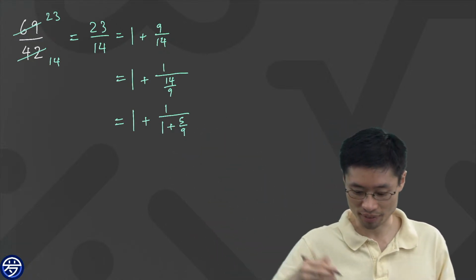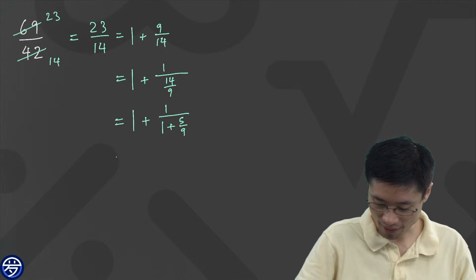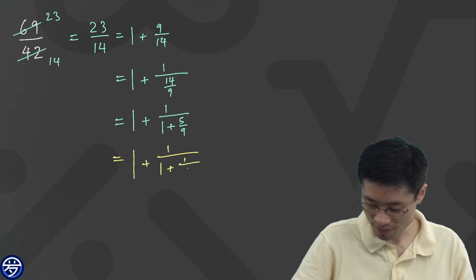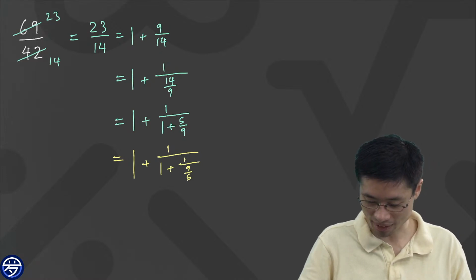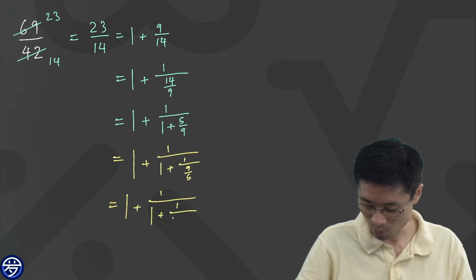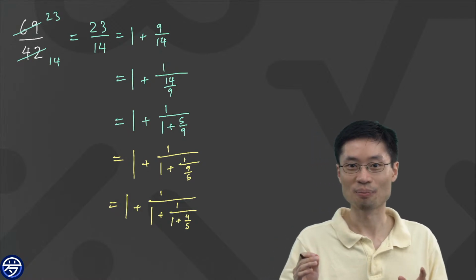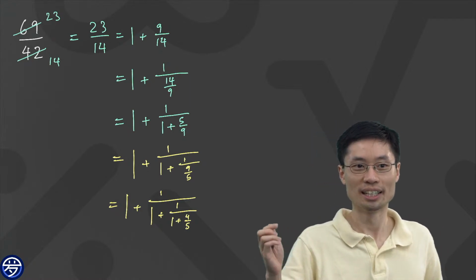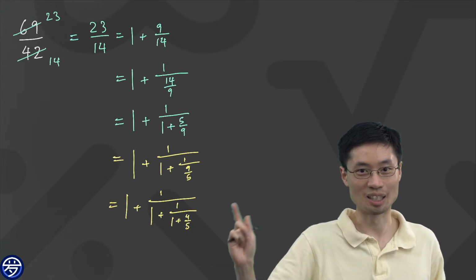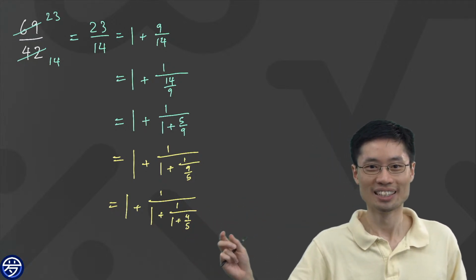Let's go and flip the 5 over 9. I'll use a different color so it's easier to read. 1 plus 1 over 1 plus 1 over 9 over 5. Oh my gosh, this is going to take forever. This is 1 plus 1 over 1 plus 1 over 1 plus 4 over 5. Okay, we're almost done. The reason we're almost done is because I see what's going to happen when you flip the 4 over 5. So that makes me happy. We're about to finish.